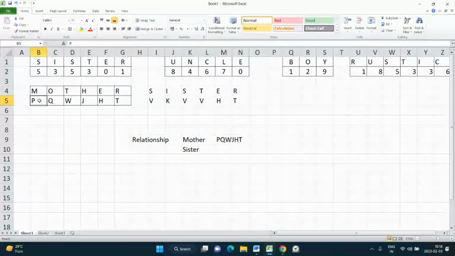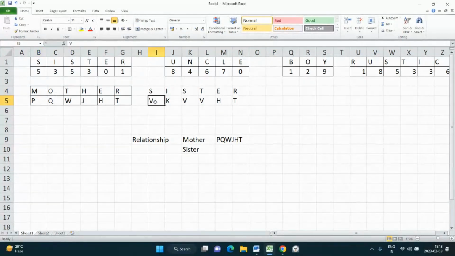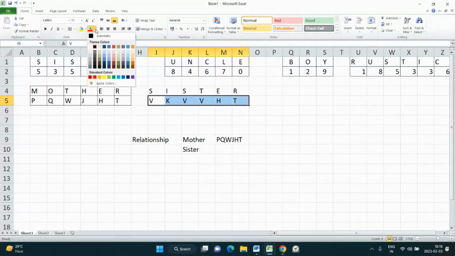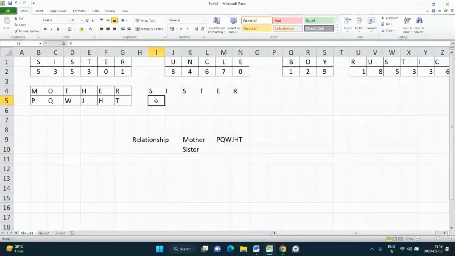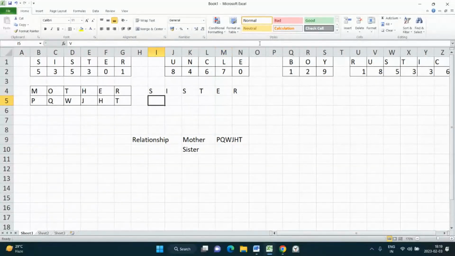I have to find out what will be sister. Now S and another character, I need to have two in between, as I have between M and P. Now S and V, if you actually see S and V, there are two characters. So this should be V.